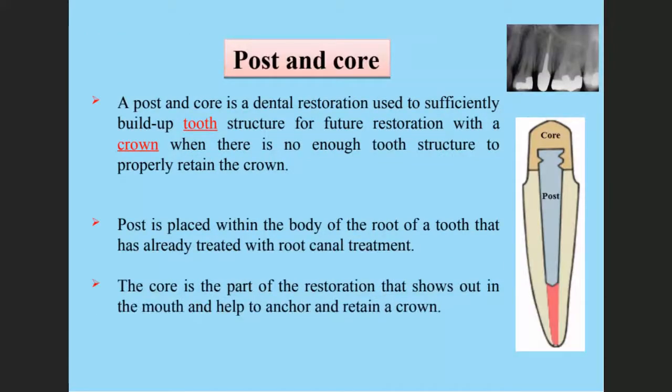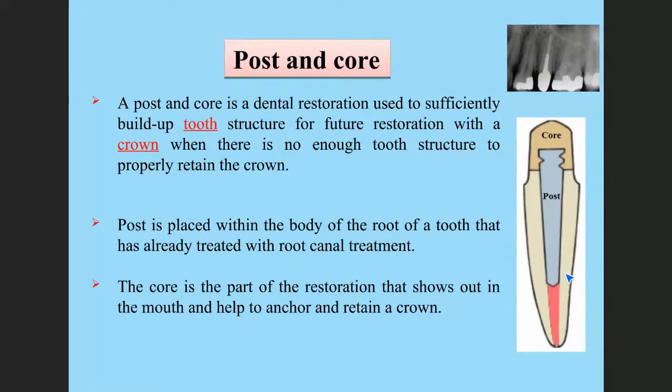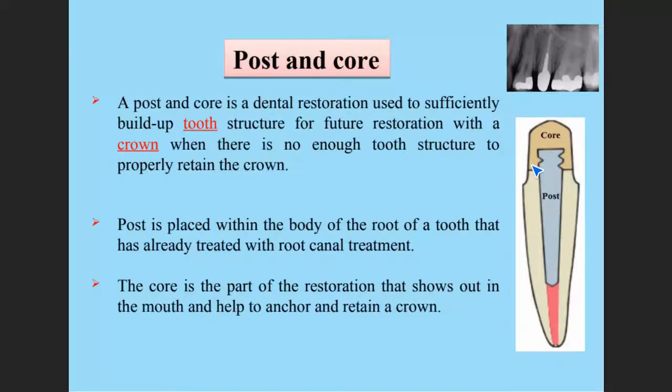Post and core. What is post and core? It is a dental restoration used to build up a tooth structure for future restoration with a crown. You can see here the post is inserted into the endodontically treated canal after removal of the required amount of gutta percha and keeping a minimum of 4 to 5 mm at the apex for apical seal. And then part of it protrudes outside of the canal, so the core material will be condensed around it. So it will retain the core material, which is the main function of the post.